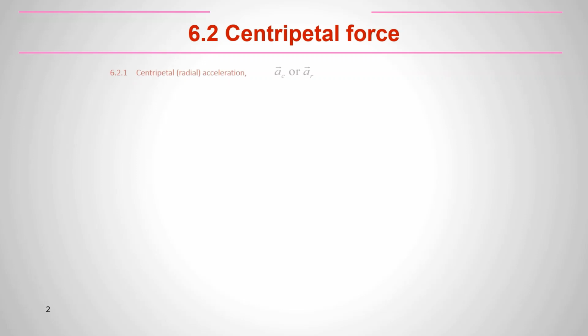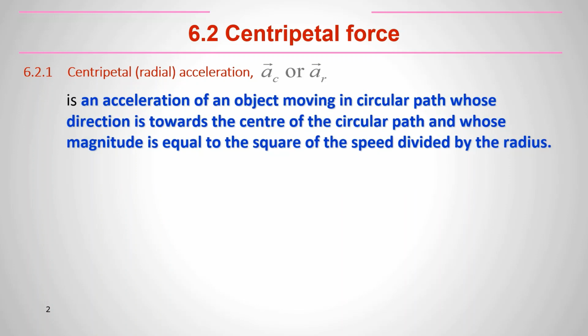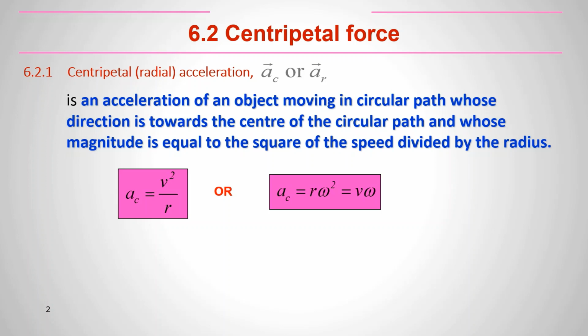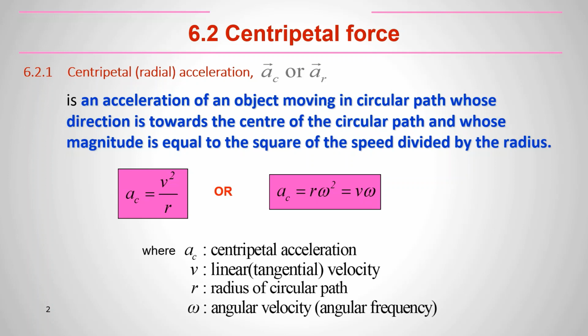Centripetal acceleration. What is the definition of centripetal acceleration? Centripetal acceleration, a_c, is defined as the acceleration of an object moving in a circular path whose direction is towards the center of the circular path and whose magnitude is equal to the square of the speed divided by the radius. In equation, a_c is equal to v squared over r, or a_c is equal to r omega squared, or equal to v omega.